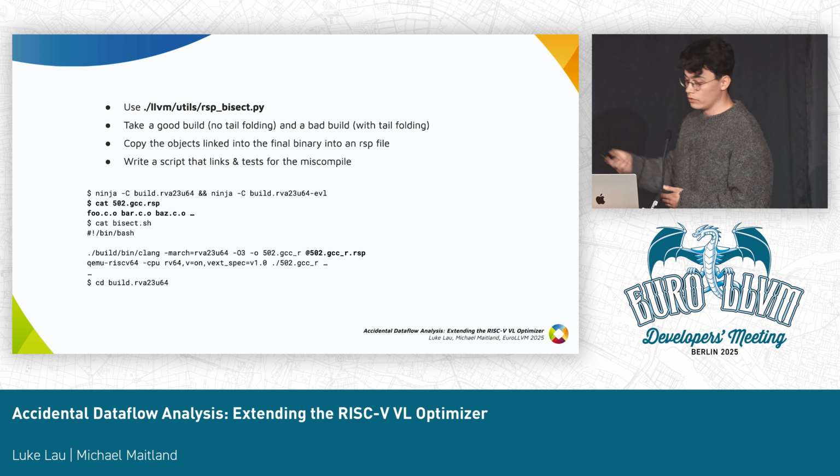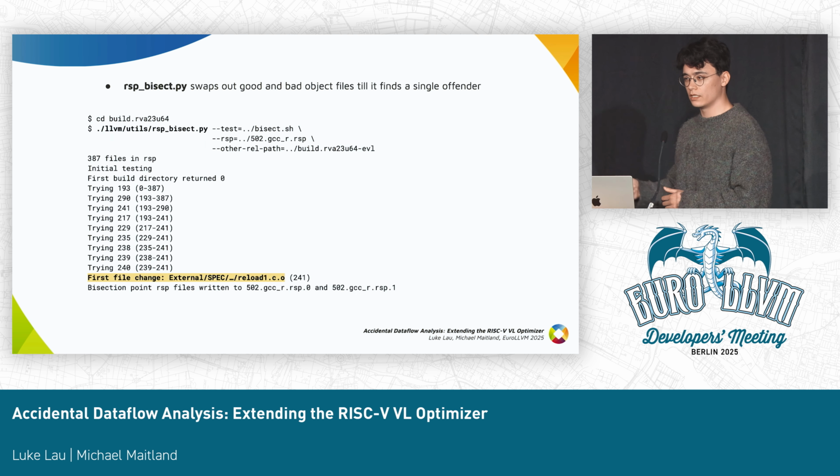And you give it a script to recreate the miscompile, and what it will do is bisect between the object files of the good binary and the bad binary until eventually it narrows it down to a minimal set of binaries that are known to cause the miscompile. From that, I was able to figure out that there's one object file that has some changes in it, and I was able to dig in a bit deeper and figure out the cause of the miscompile by reducing the surface area.